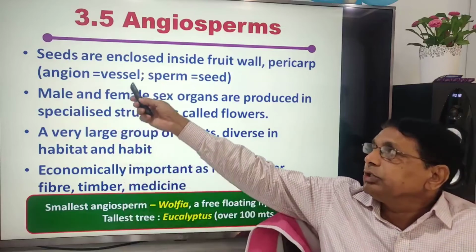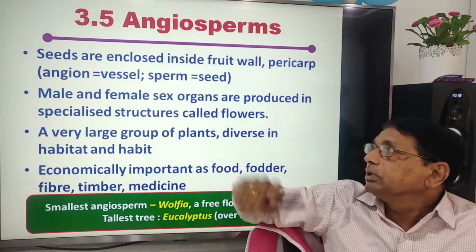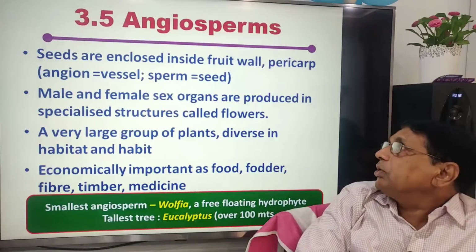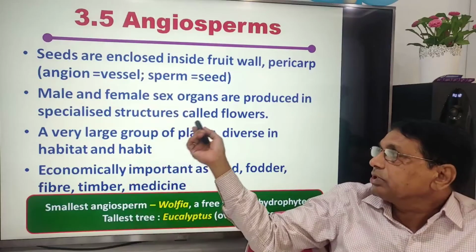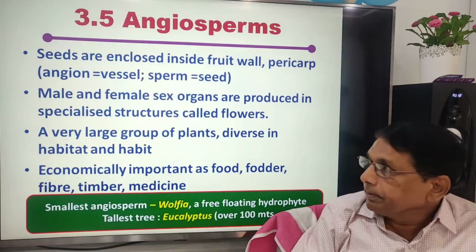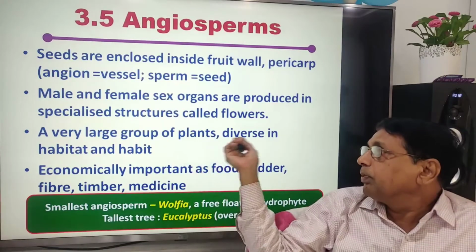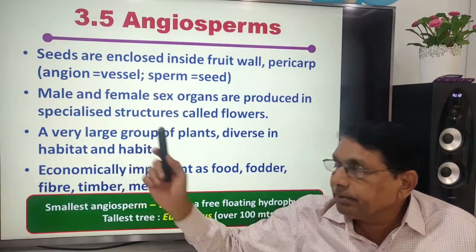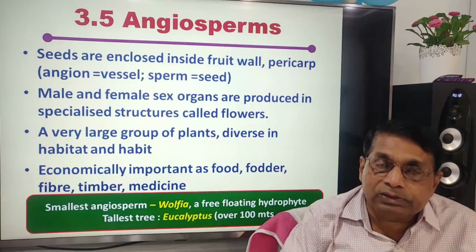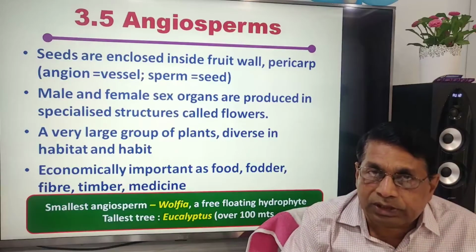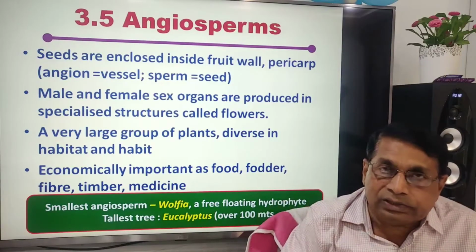Pericarp. Angion means vessel, sperm means seed. Male and female sex organs are produced in specialized structures called flowers. A very large group of plants, diverse in habitat and habit. Different places, different forms, right from herbs, shrubs, trees, twiners, lianes.